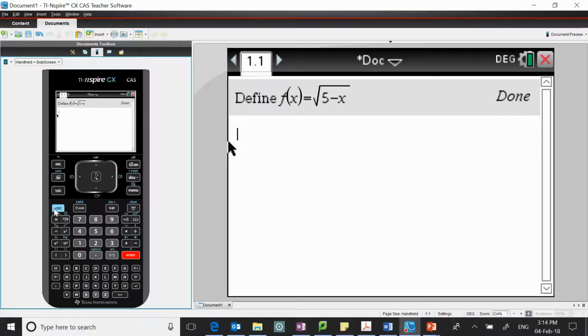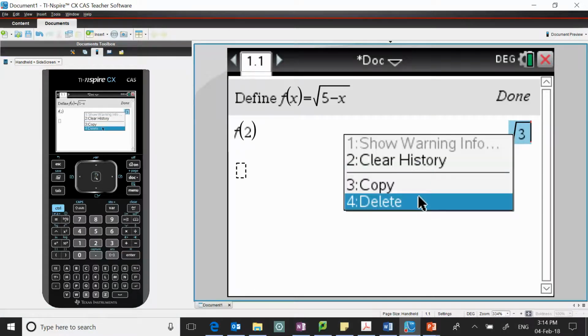Like, if I subbed in f of 2, what would it give me? If x was 2, then 5 minus 2 is 3. That's why you have square root of 3. You learn to play around with them. Okay? I'm just going to delete that line.